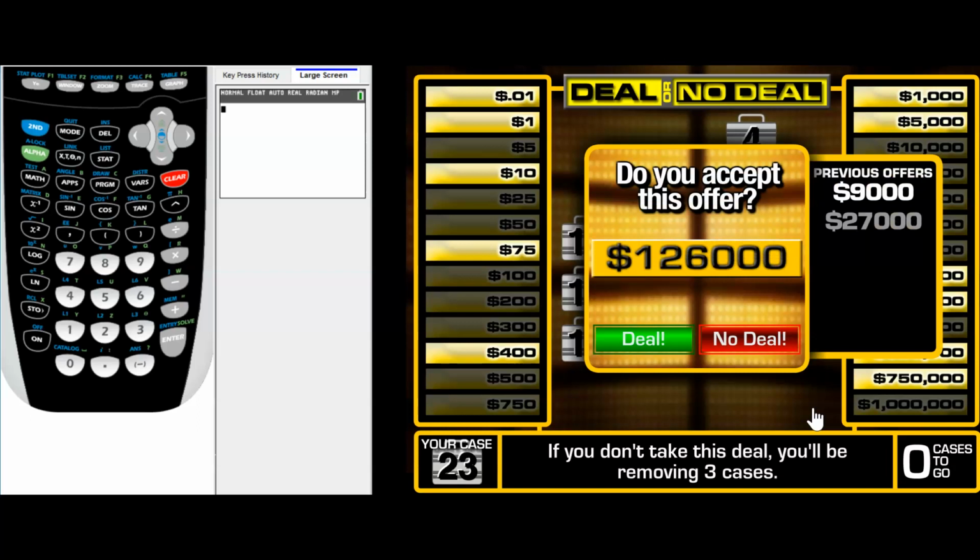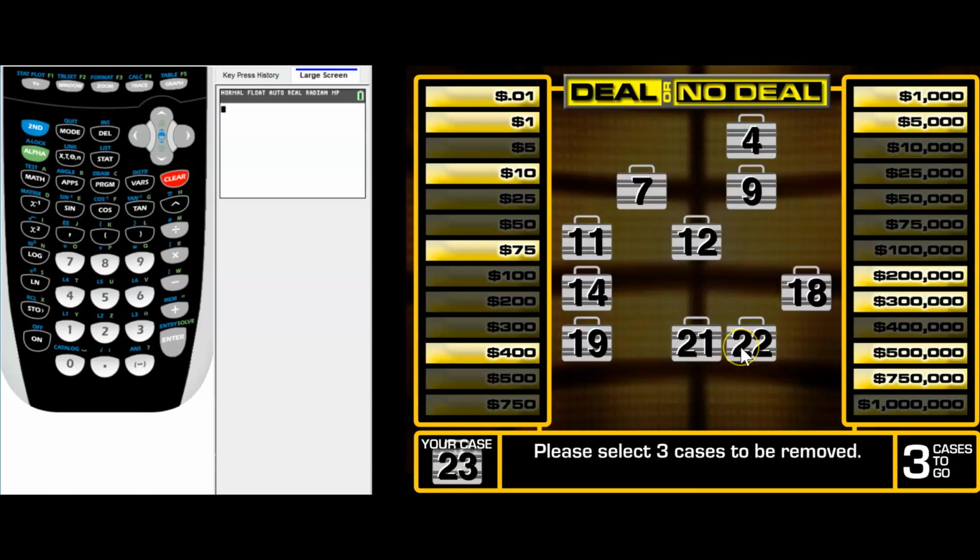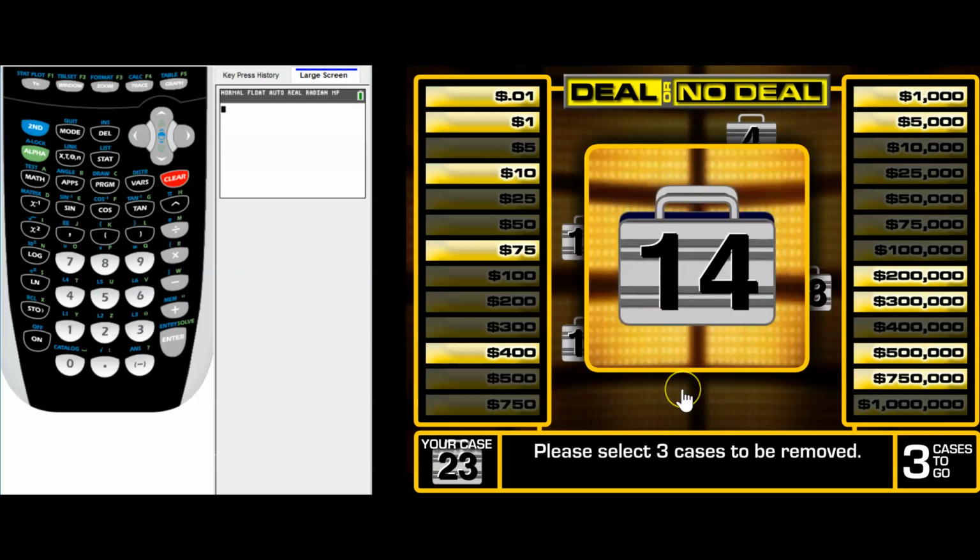The deal, 126,000. Wow, that is huge. And that must be so high because we still have the 500,000 and the 750,000 in play. So let's say no deal, and then after this next round, I'm going to do a little bit more analysis. Okay, let's eliminate 3 cases.